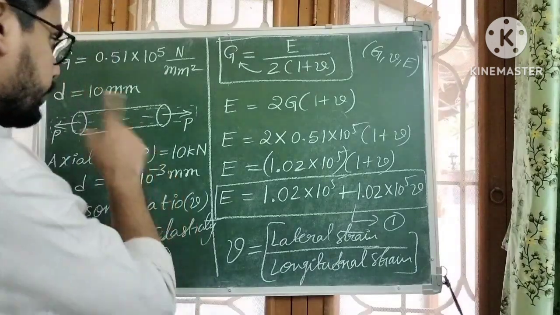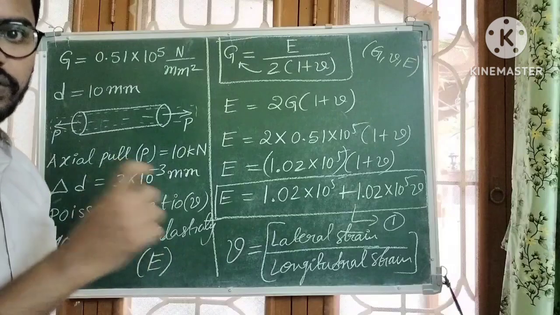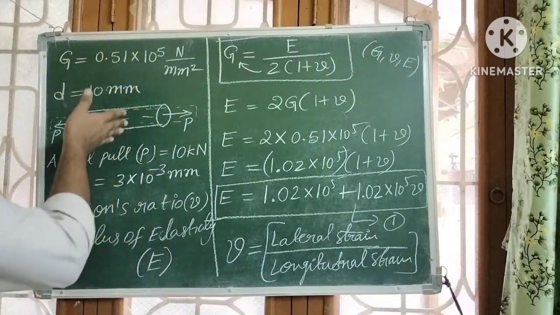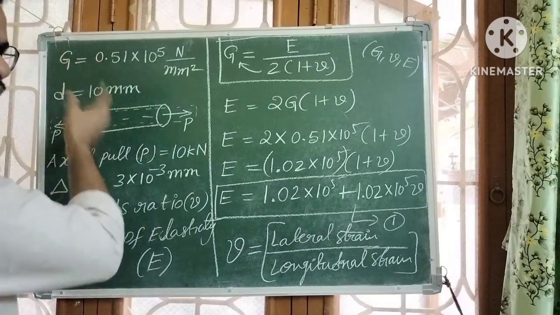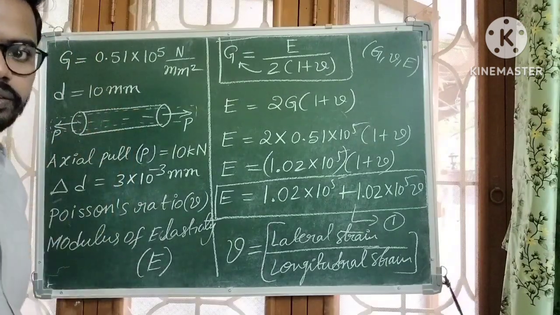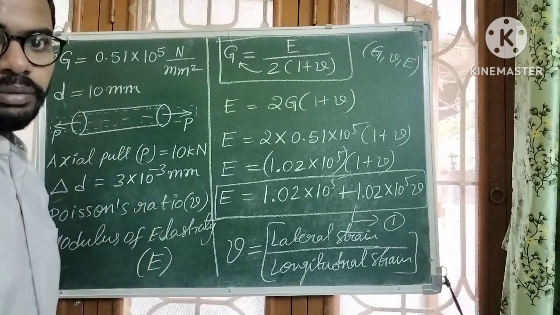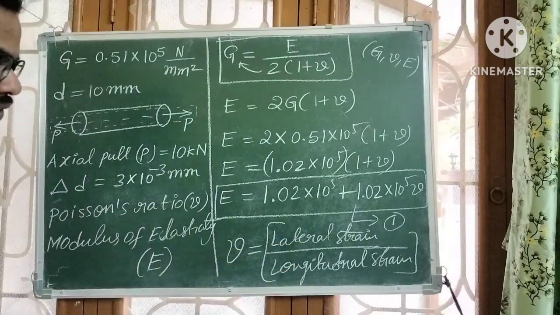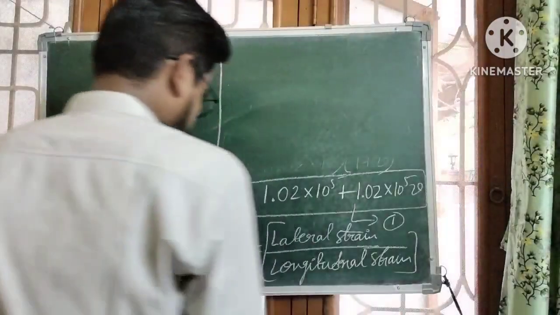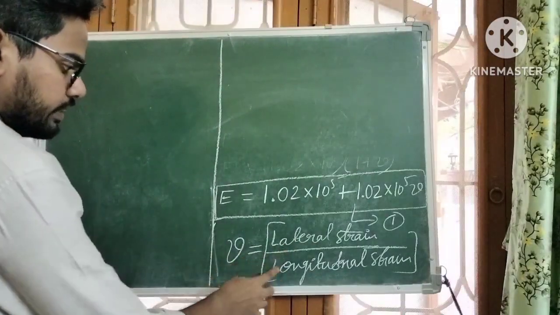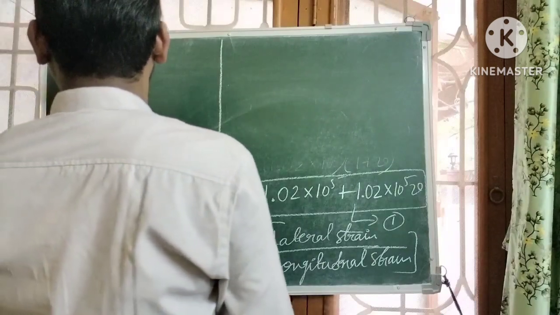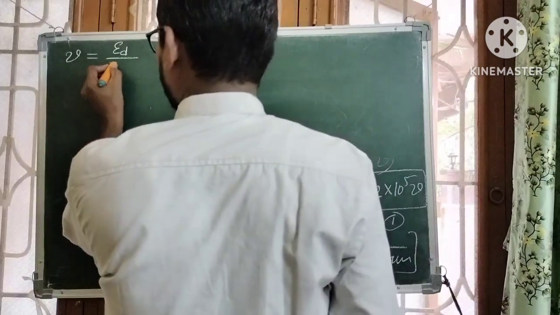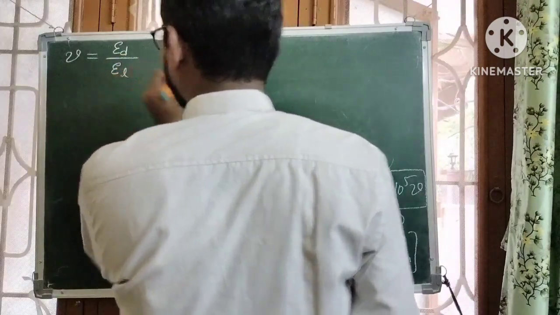Along the length we get longitudinal strain, which is change in length by original length. Along the perpendicular or lateral direction, the type of strain that develops is diametral strain, which is change in diameter by original diameter. Anyhow, Poisson's ratio formula is lateral strain by longitudinal strain. So Poisson's ratio nu is equal to lateral strain, denoted by epsilon d, by longitudinal strain, denoted by epsilon L.